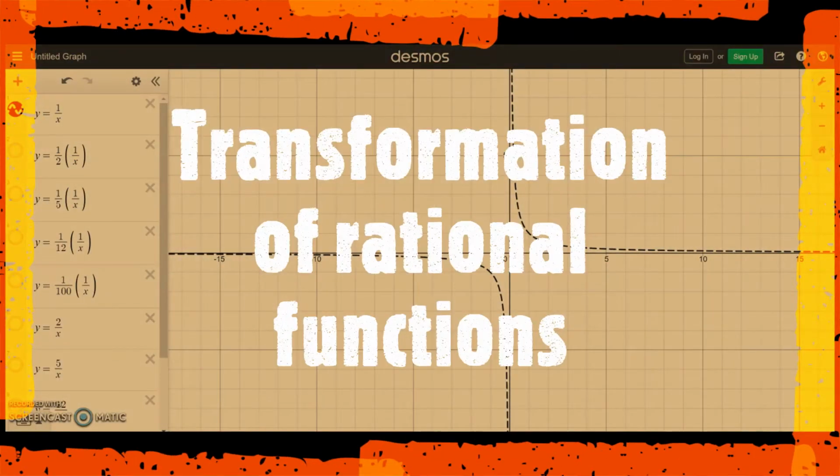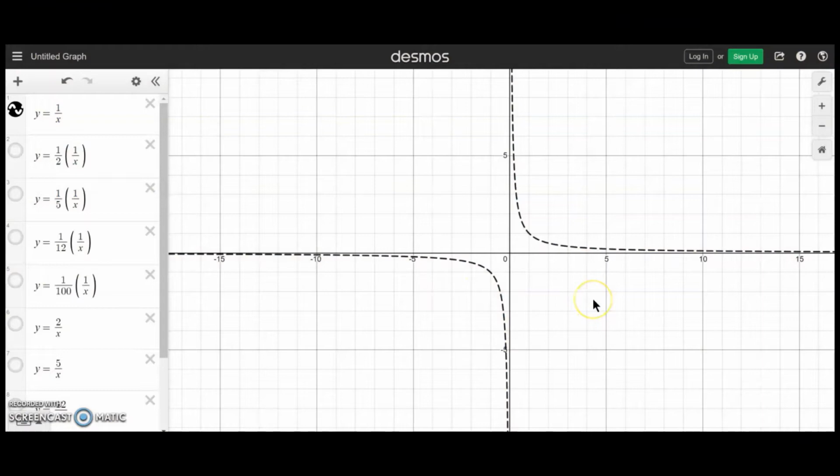Okay, I'm hoping to give a little bit more understanding on when we are dealing with a compression or a stretch on a rational function. Remember, the parent function for the rational function is y equals 1 over x. You will sometimes hear it called a reciprocal function because it's like y equals x flipped over to be 1 over x. I've got the parent function here in a dotted line.